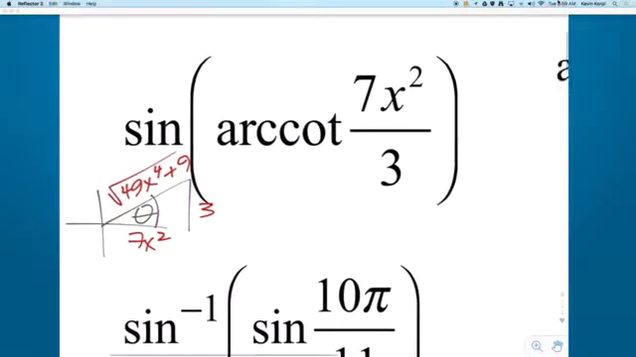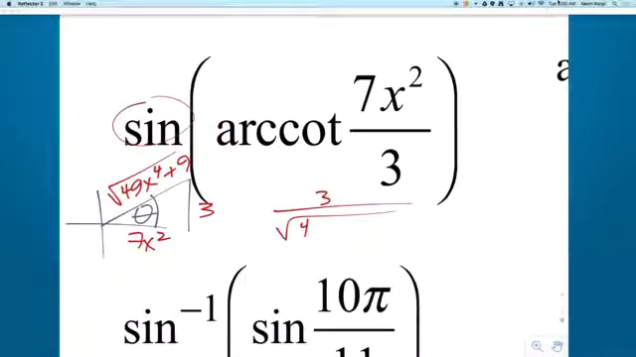So now that we have all 3 sides, we'll just pull off the indicated ratio, which is the sine ratio, which is y over r. So the answer is 3 over the square root of 49 x to the 4th plus 9. And there would be no reason to rationalize that. Okay, so that would be the answer. All right, any questions on that one?